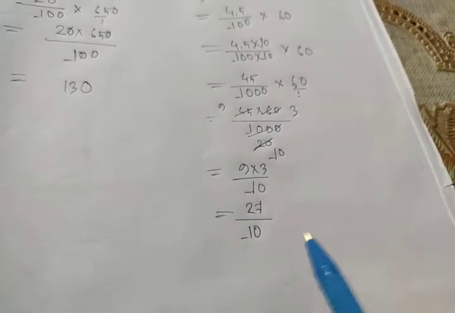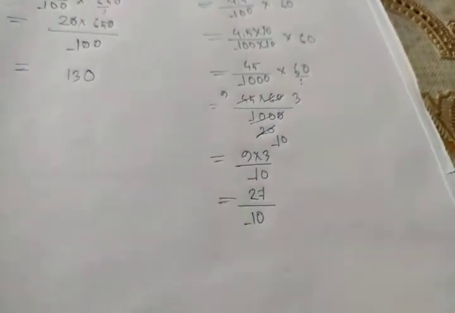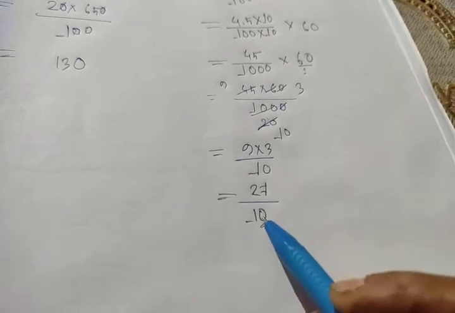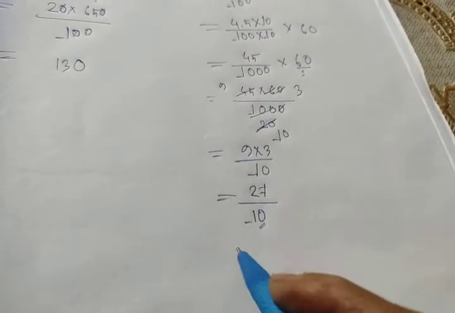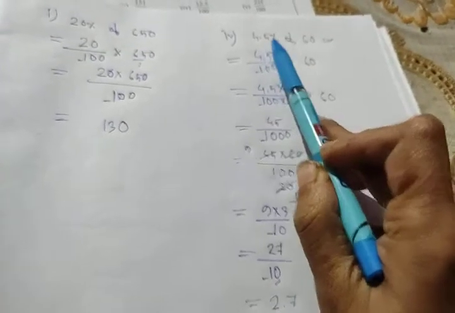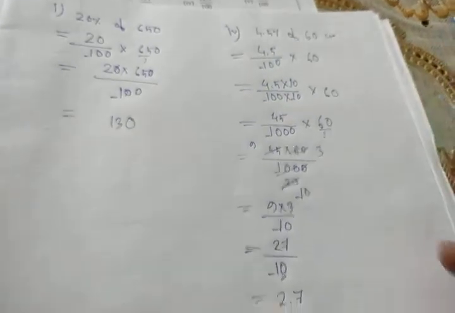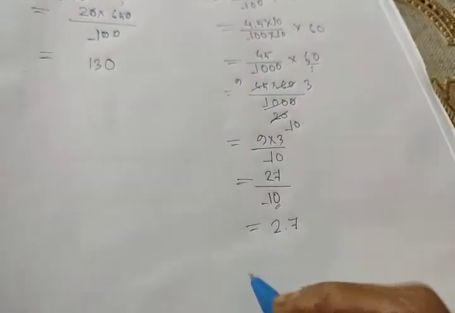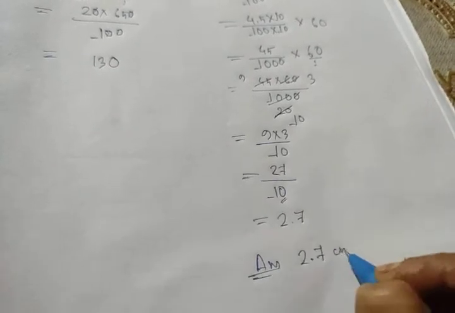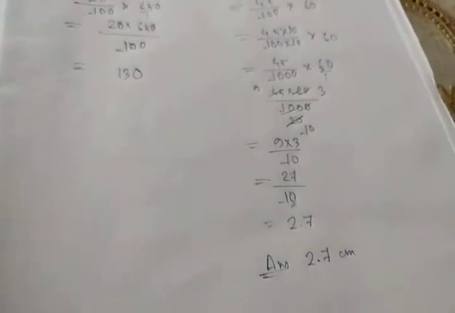By 10, by 100, that type of fraction we can convert to decimal. So here by 10, how many 0s are there? 1 0. So the decimal will be placed before 1 digit. So it will become 2.7. Now see the question, 4.5% of 60 centimeter. So your answer will come in terms of centimeter. Answer will be 2.7 centimeter.